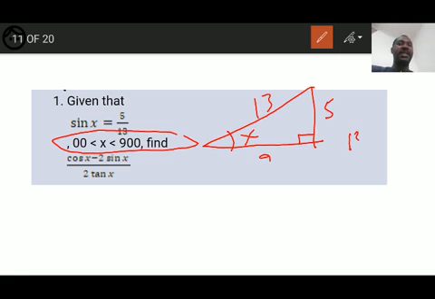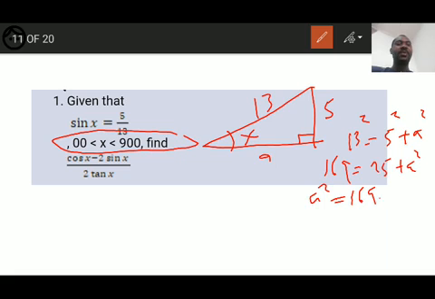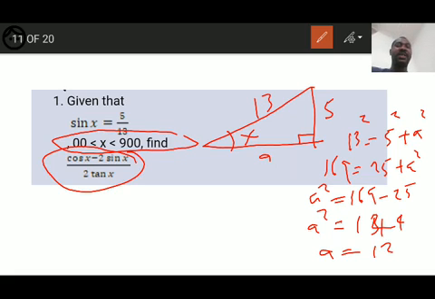So we can say that 13 squared is equal to 5 squared plus a squared. Okay, so we have 169 is equal to 25 plus a squared. So that means a squared is equal to 169 minus 25, which is going to give us 144. So that means your a is equal to 12. So it means that to find this, we need to find cos x and we need to find tan x.